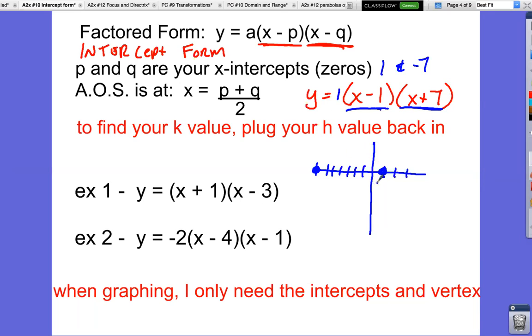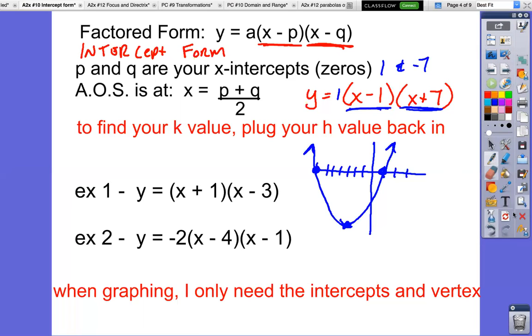So does this open up or open down? Up. So I know my vertex has to be somewhere down here, and I know it has to look something like this. So this is yet another way to graph.